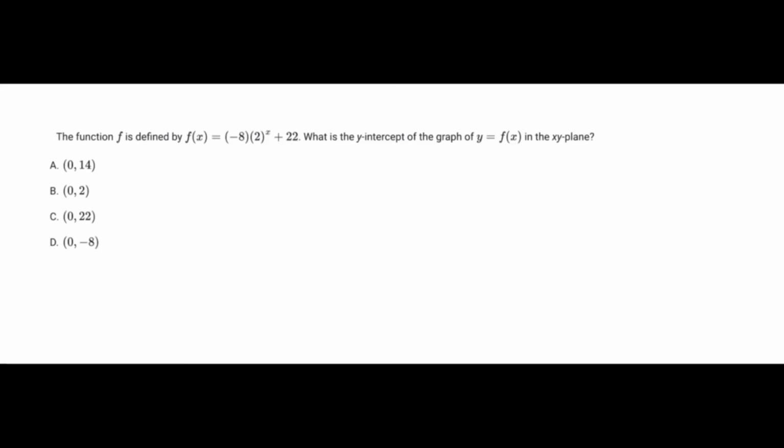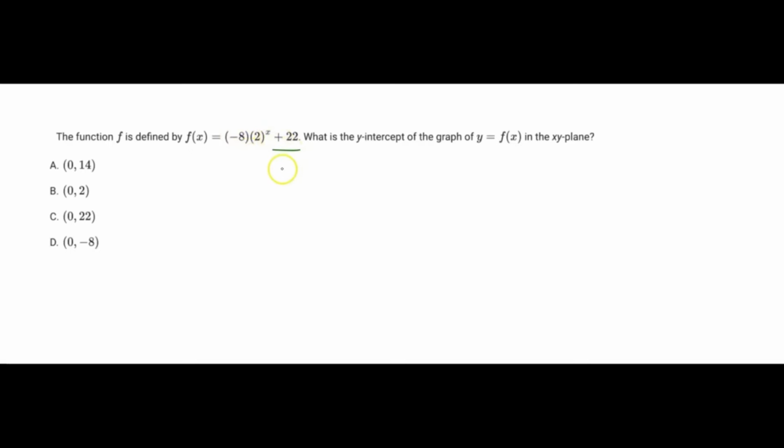The function f is defined as f of x equals negative 8 times 2 to the power of x plus 22. What is the y-intercept of the line y equals f of x in the xy plane? All right, so first off, the plus 22 is probably jumping out at you, but don't fall into this trap. There's always that answer choice that they want you to pick, but it's really just a trick answer. So instead of jumping to a conclusion, seeing this plus 22, everything else here is being multiplied and it's dependent on x.